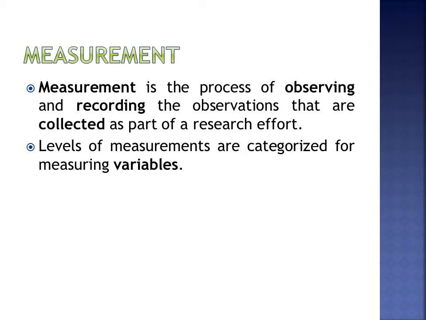Levels of measurement are categorized for measuring variables. So the level of measurement depends on the variable that you are measuring. We have a lot of variables, so that depends on how you are going to measure it. For example, if you're going to measure intelligence, probably the best measure that you will use would have numbers on it. Or if you're going to measure physical appearance, like the height, for example, short, medium, and large, or the sizes rather. So it depends on the variable that you are measuring.